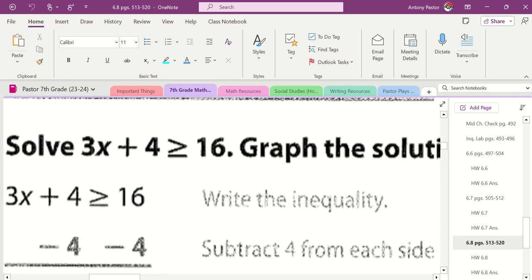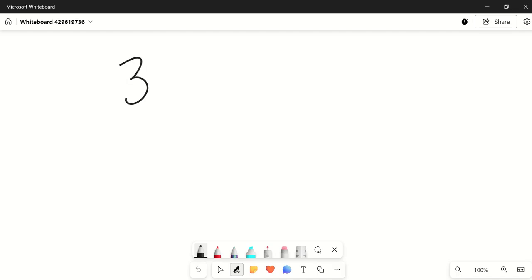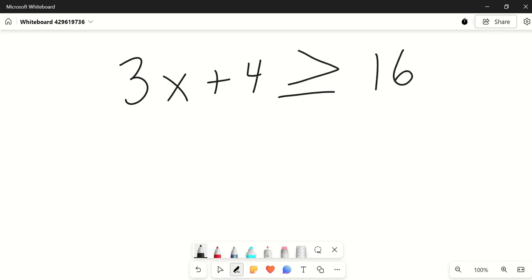So our example here will be 3x plus 4, and you guys are going to tell me what this symbol means. What does this symbol mean here? Who can raise their hand and tell me what this means? Greater than or equal to 16. So using academic vocabulary, amp up group, you got exposed to this today. What do I need to do first in order to solve this?